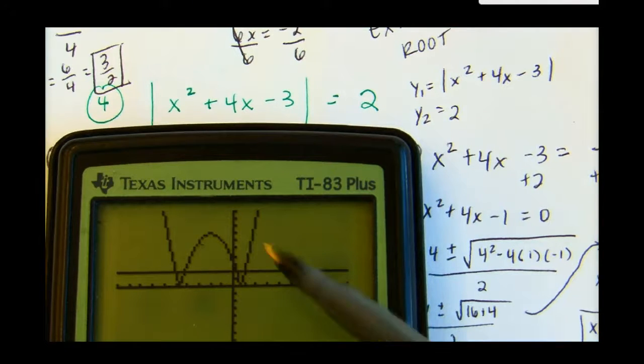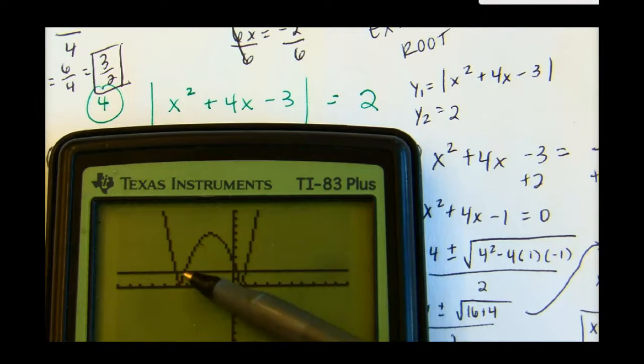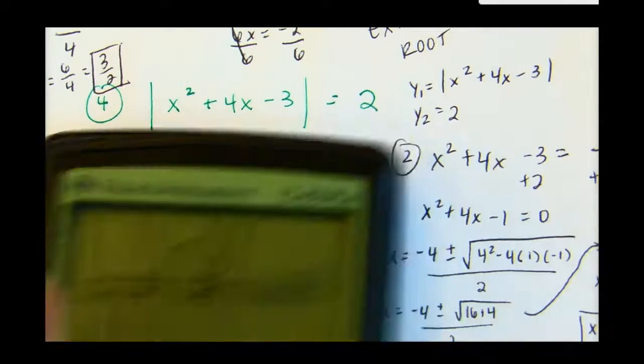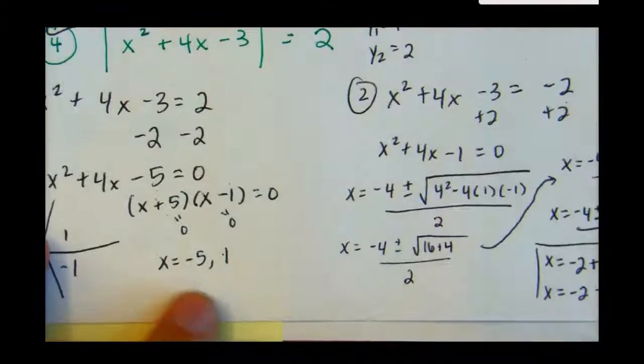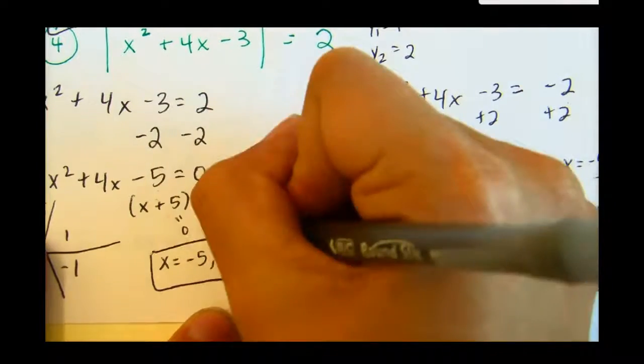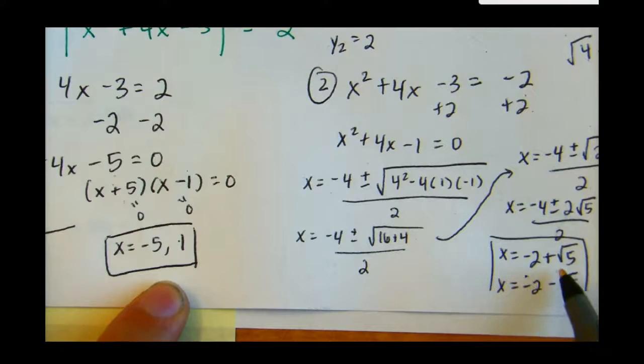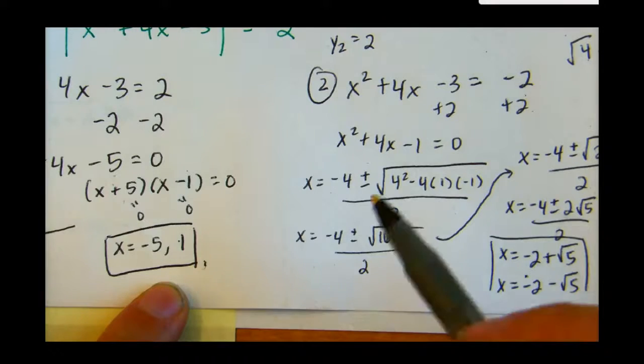When you graph these, here's my y equals 2, here's my absolute value, and you'll notice that they intersect at 4 different points, which means that there are 4 solutions to this equation. So all 4 of these solutions, -5, 1, -2 plus root 5, -2 minus root 5, are solutions.